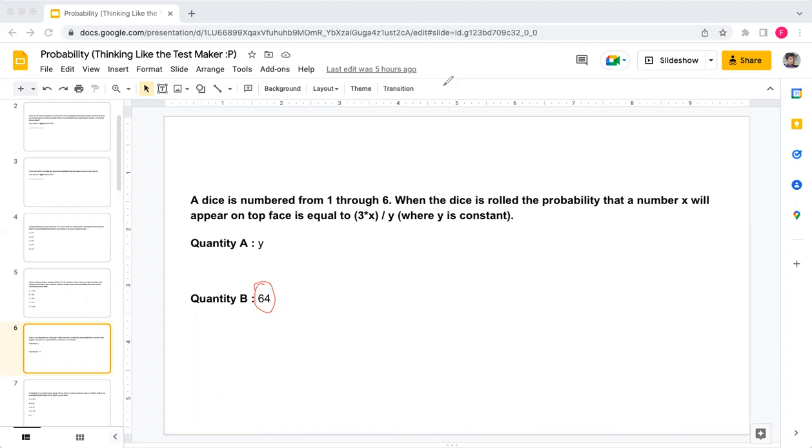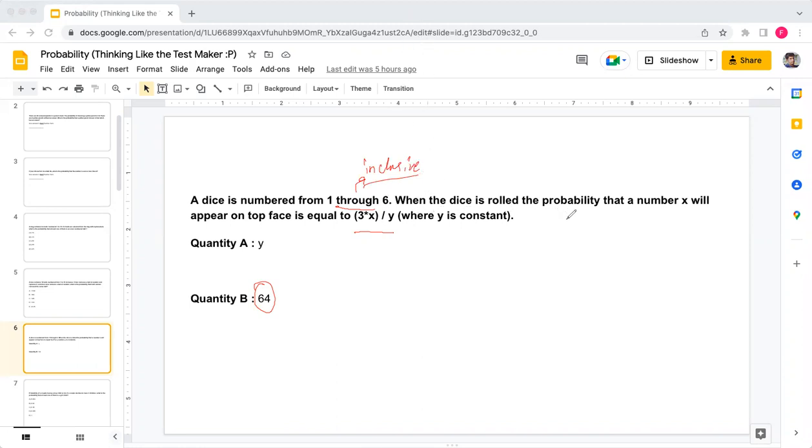Exactly. In the fair dice, the probability of each of the numbers from 1 through 6 will be 1 by 6 for any number from 1 to 6. But for an unfair dice, that depends upon the condition provided. And the question is saying that a dice is numbered from 1 through 6, where 'through' means 6 and 1 both are included, right? You can also call this inclusive. That's why 6 and 1 both are included.